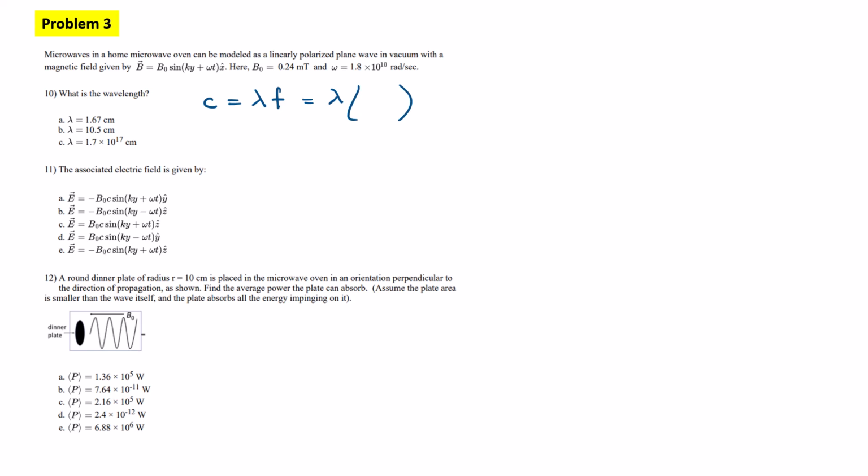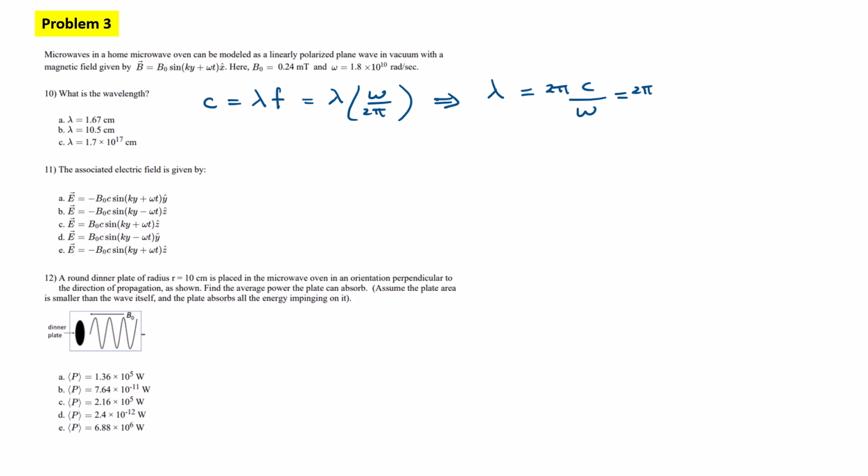Remember, the frequency and angular frequency are related by the 2 pi factor over here. So if I rewrite it like this, I simply now isolate for my wavelength. Let's go ahead and do that. So I'm going to get the wavelength is going to be equal to 2 pi multiplied by the speed of light divided by that angular frequency.